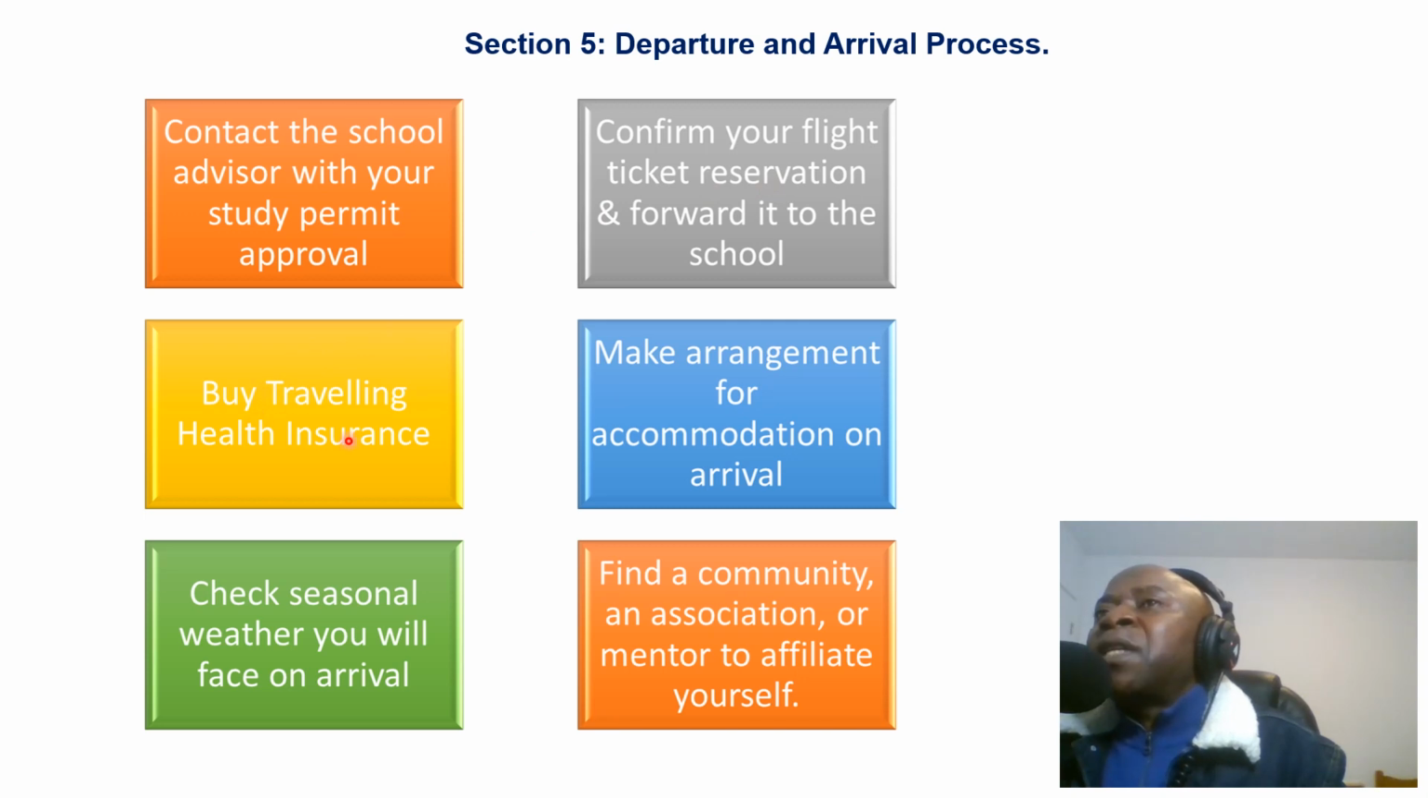Then buy traveling health insurance. It's very important in case of emergency. It's not compulsory. Most people don't do that, but it's your choice. Make arrangements for accommodation on arrival. Talk with the school advisor about whether they are going to provide temporary accommodation for you, if you need it. Then check the seasonal weather you will face on arrival.